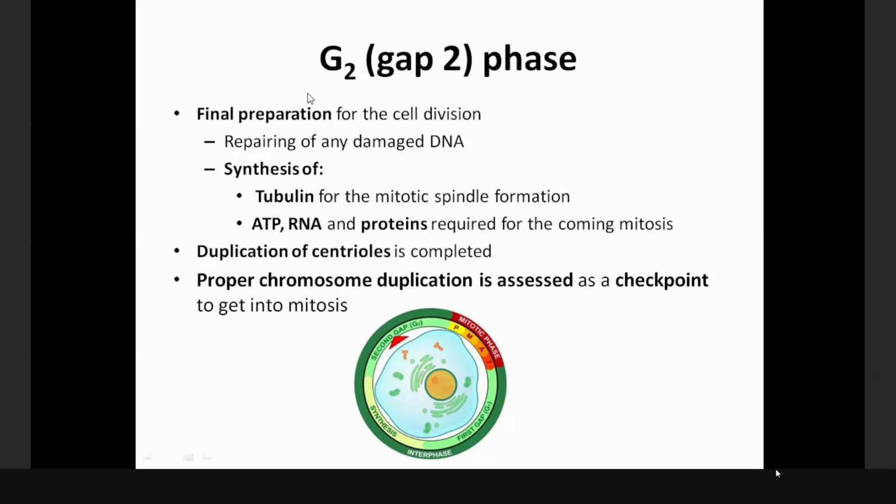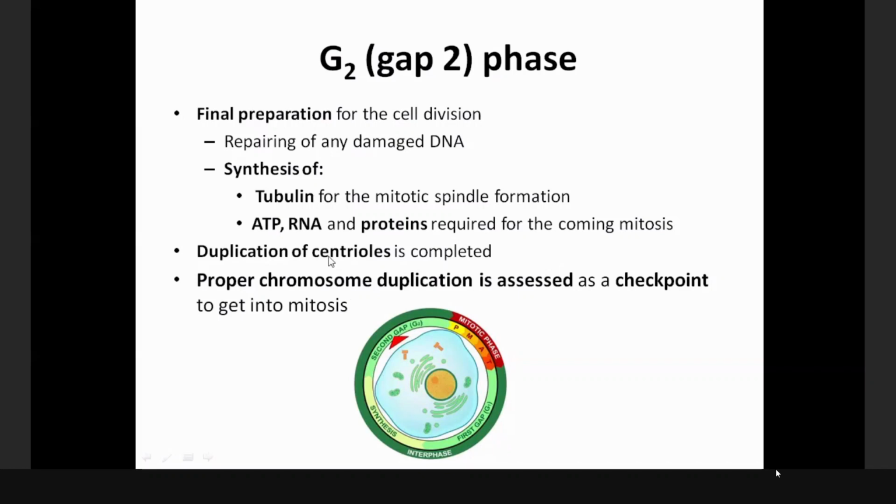The next phase is gap 2, the second gap phase, or we call it G2 phase, where final preparation of cell division takes place, such as, for example, repairing of any damaged DNA, and synthesis of tubulins for formation of microtubules, for formation of mitotic spindles. ATP, RNA, and protein required for the coming mitosis should all be in place. And the duplication of centrioles, which had begun in G1 phase, should also be completed.